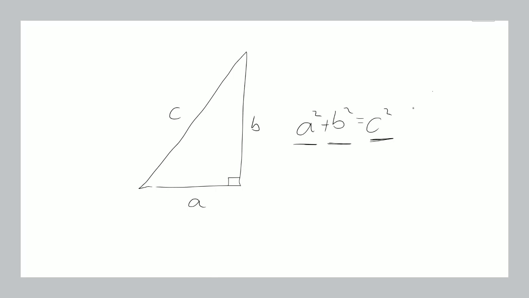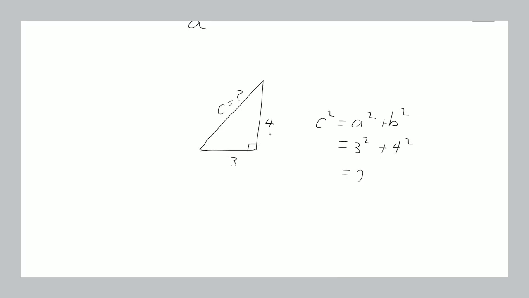Okay. Now sometimes if you take the square root of both sides, you actually end up with an equation like this: the square root of a squared plus b squared equals c. Sometimes the theorem is presented like this. It's the same equation. We're just taking the square root of both sides here.